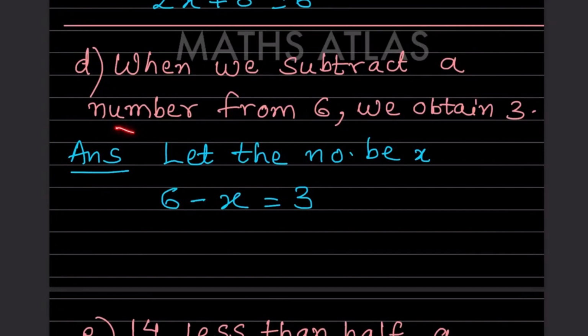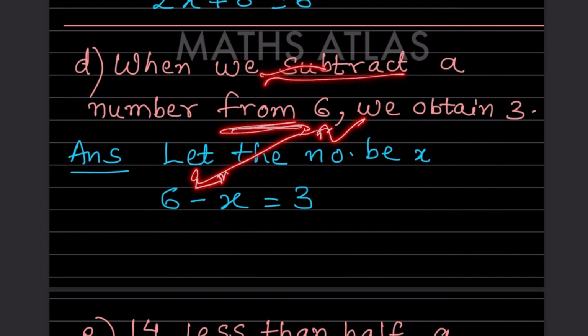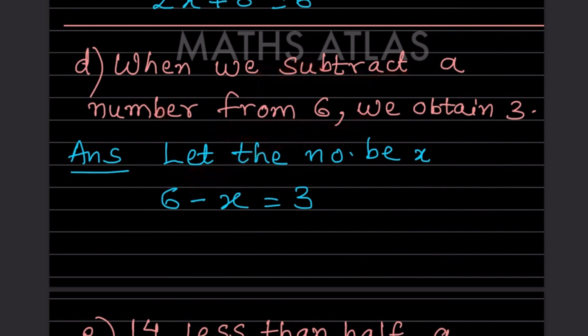Now the next one: when we subtract a number from 6, we obtain 3. Again we don't know the number, so let the number be x. Now again can you see here, from 6. So 6 should be at the start, and then we subtract a number, which we have considered as x. We obtain 3. Obtain 3 means the result is 3, so we are going to write is equal to 3.